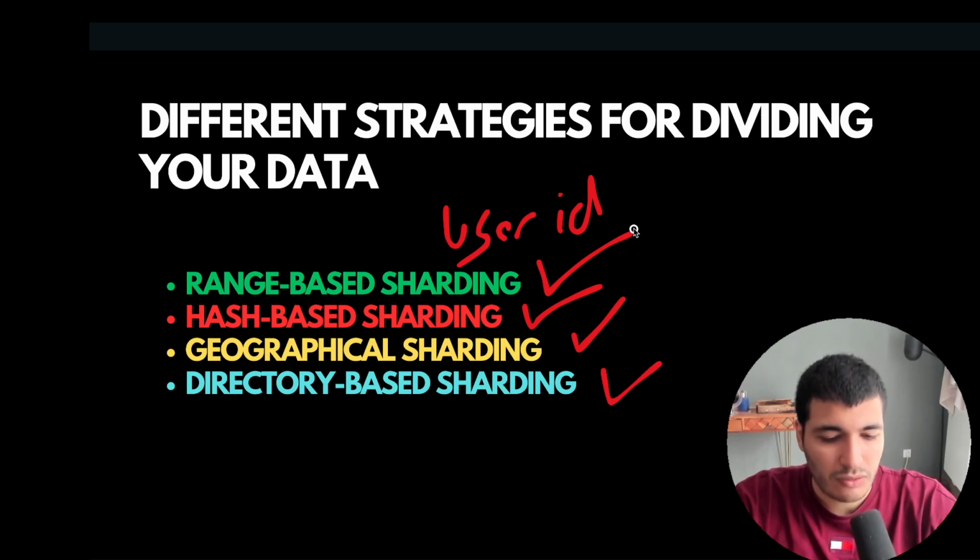Lastly, we have directory-based sharding. This approach uses a separate lookup service or a metadata store that acts as a directory. When a query comes in, the system first consults this directory to determine which shard contains the requested data and then routes the query accordingly. This offers the most flexibility in how you distribute your data, but introduces another component that needs to be highly available to avoid a single point of failure.